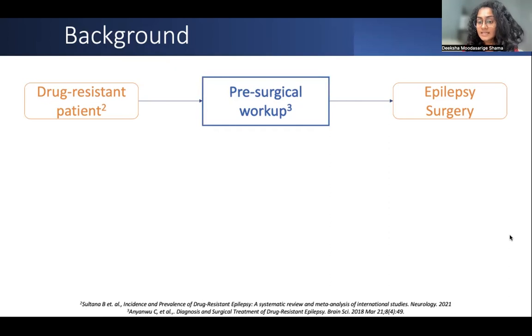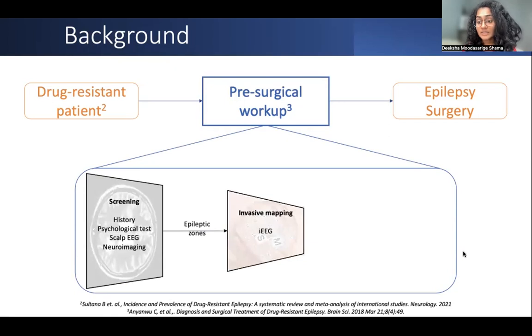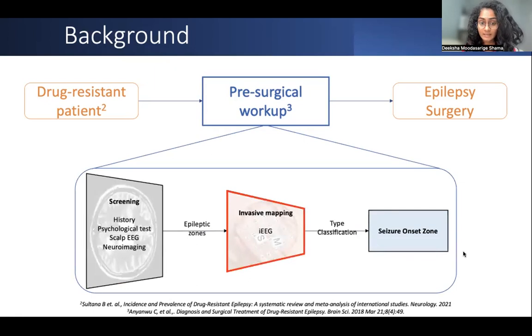It begins with the screening step for focal epileptic patients who undergo a series of neuroimaging procedures to identify epileptic zones. It is followed by invasive mapping of the affected area to precisely localize seizure onset zone. Invasive mapping is not only highly risk-prone, but also has a narrow field of vision within the implantation area, limiting its capabilities.